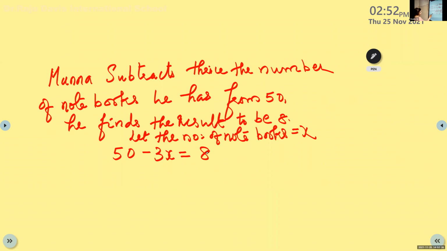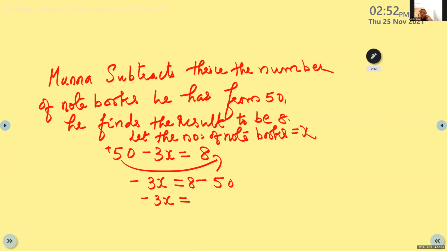So 50 we can transpose. Positive 50 when you transpose, it will be 8 minus 50. Is it minus 42? We will check. So minus 3x is equal to 8 minus 50. What is that? Negative 42.